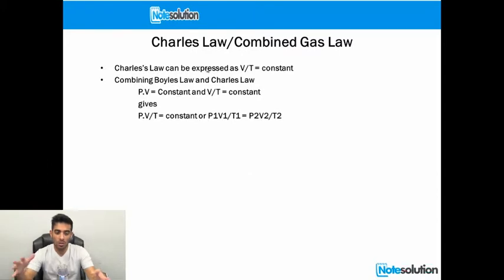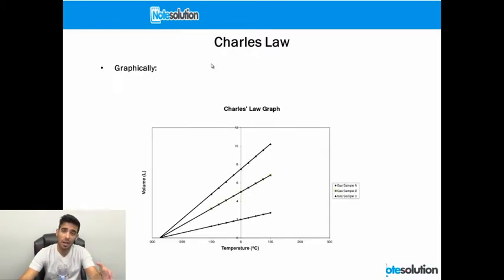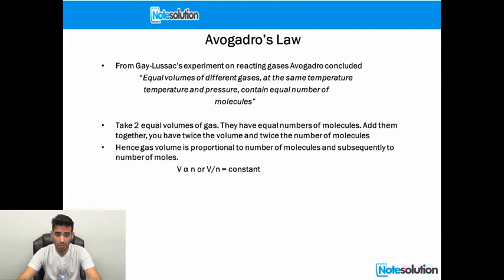So Charles' law we talked about earlier, and we said there's a specific point at which all gases intersect when we're changing the temperature with respect to volume. Now, we talked about this temperature being negative 273.15 Celsius, which they now call Kelvin. So the next thing we're going to talk about is Avogadro's law.